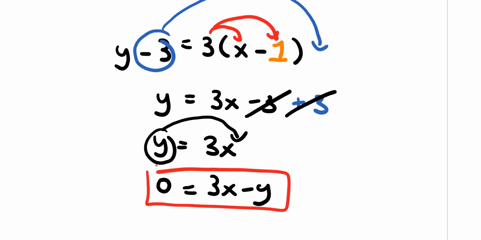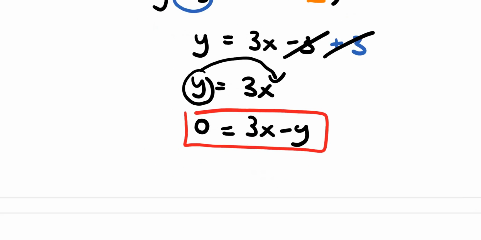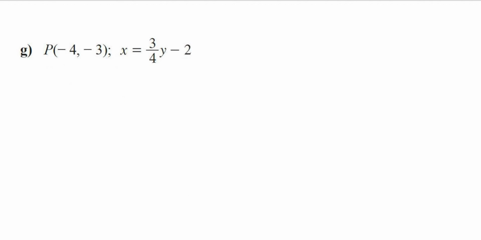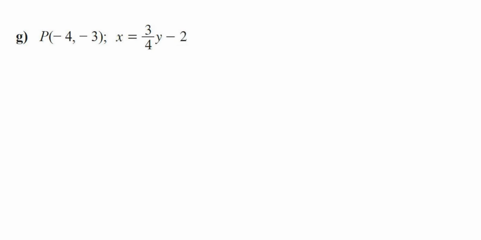Okay, so questions number 2a and 2c, not too bad. Let's move on to letter 2g. I believe this one will take a little bit more work. Okay, so my x1 value is negative 4, and my y1 value is going to be negative 3. Okay, so let's figure out what the slope is of this line right here.